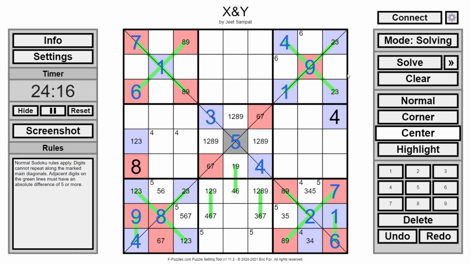I guess this is a 5 or an 8. I can pencil mark that. It doesn't really do much. This is a 2, 3, or 5. That doesn't really mean much either. Okay, whatever. Let's get back to right here. This is the important part.